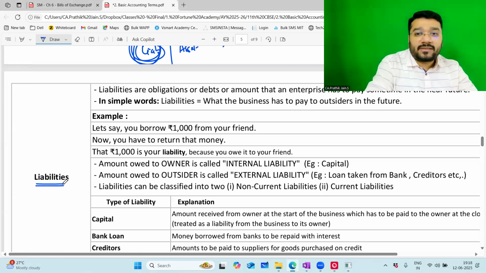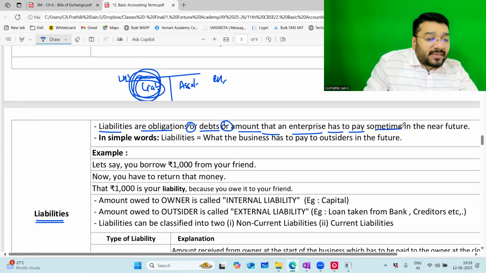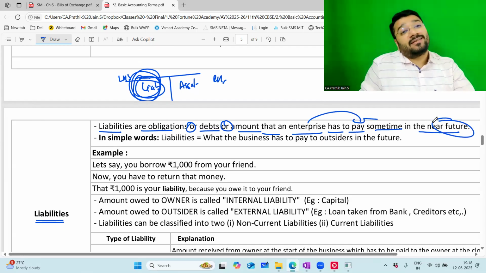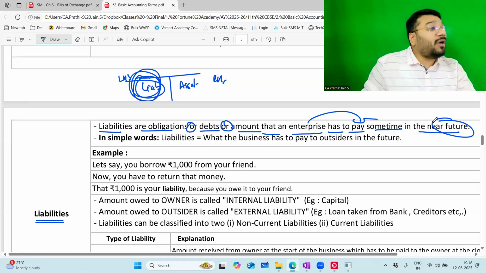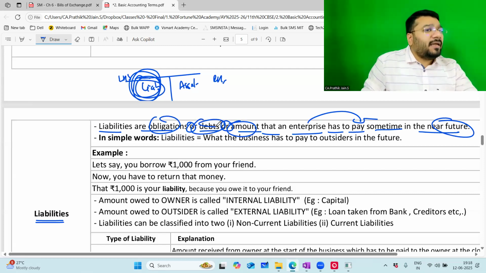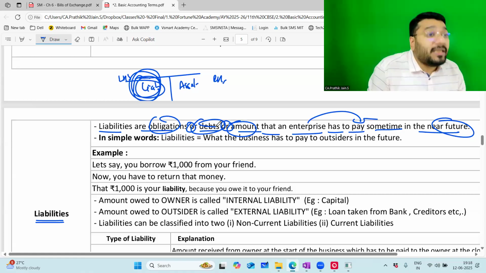Sir, what is the meaning of liabilities? Liabilities are obligations or debts or amounts that an enterprise, a business entity, has to pay sometime in the near future, which means there's some amount that the business has to pay in future. Anything that the business has to pay in future is liability. What that anything is, we are yet to discuss. That anything could be obligation, debt or amount. For today, understand anything means money. Any money that we have to pay to somebody in future is liability.